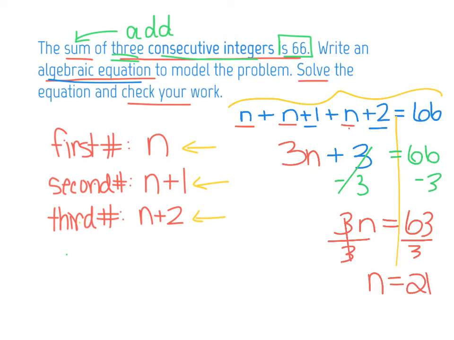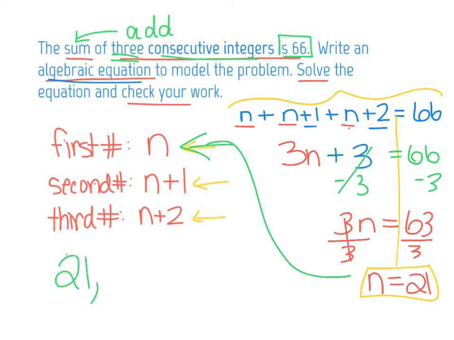All right, so we're not quite done yet. We know what n is, but it's asking us for the 3 consecutive numbers. Well, let's go back up here and see. Oh yeah, we said that our first number is n. Okay, so our first number is 21.